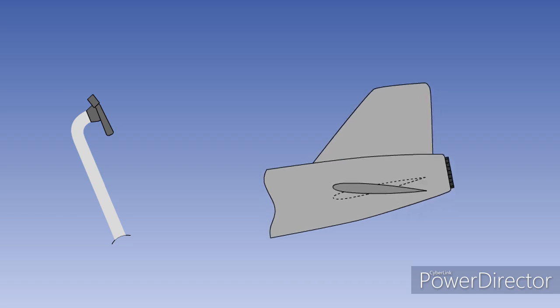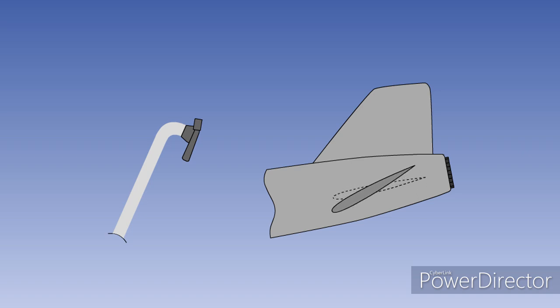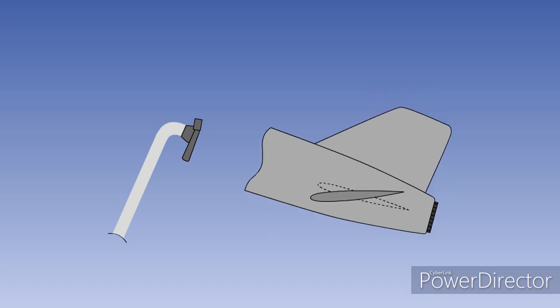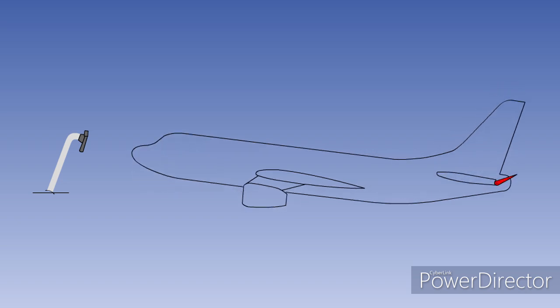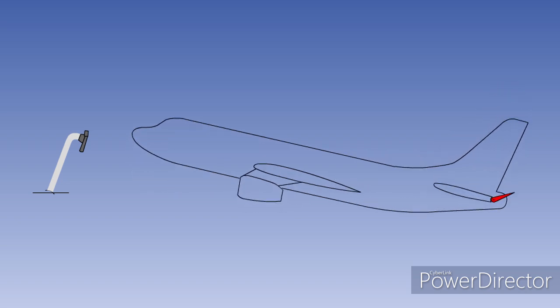This increases the lift generated by the stabilizer, so the nose of the aircraft pitches down. If the yoke is pulled back, then the stabilizer rotates in the opposite direction, and the nose pitches up. That is the end of the lesson. You should now understand that control in pitch is achieved using elevators or a moving tailplane.